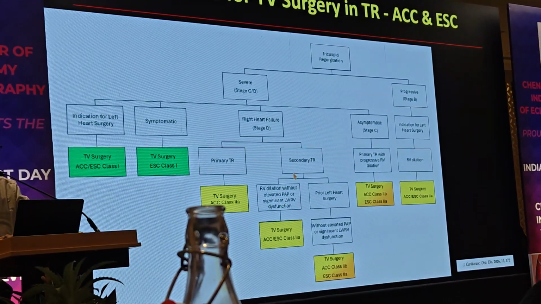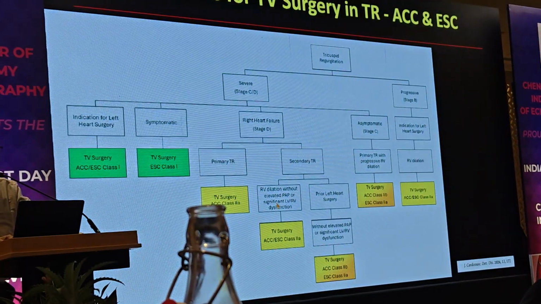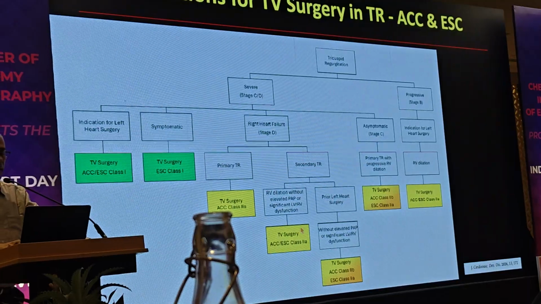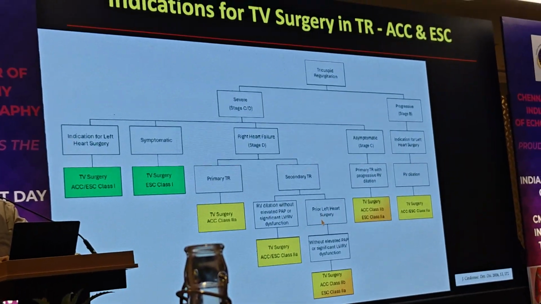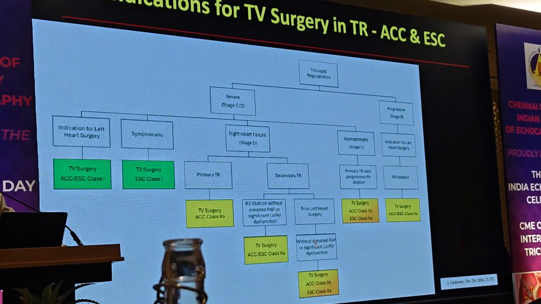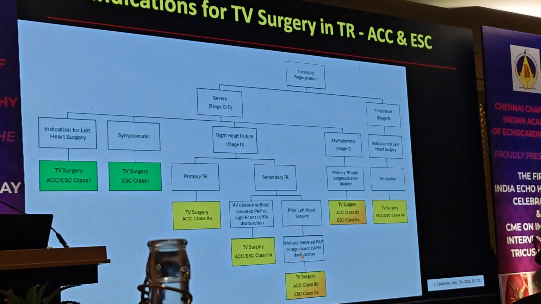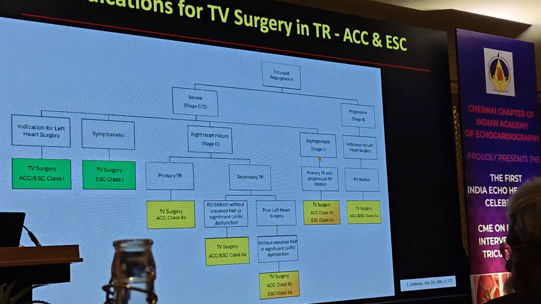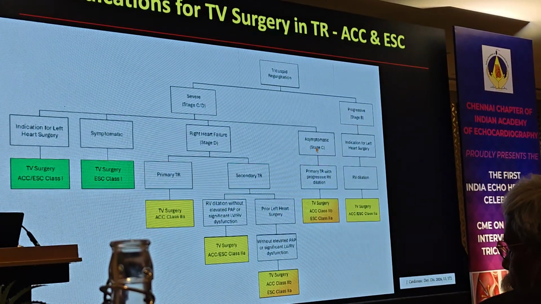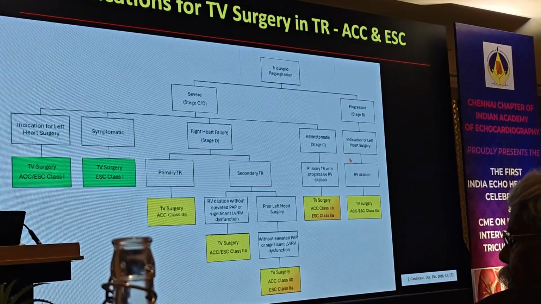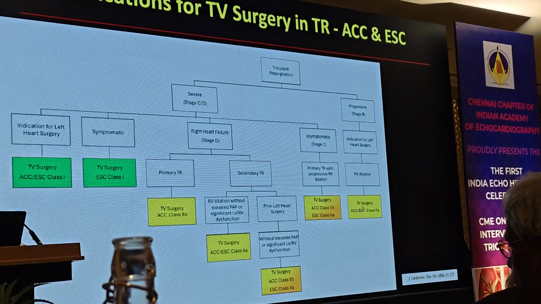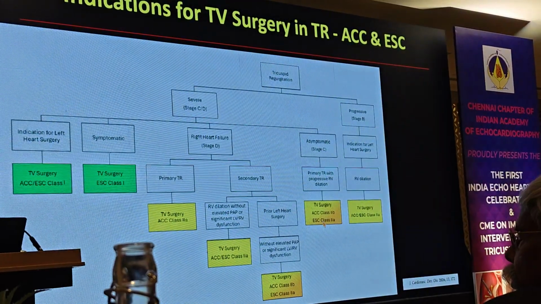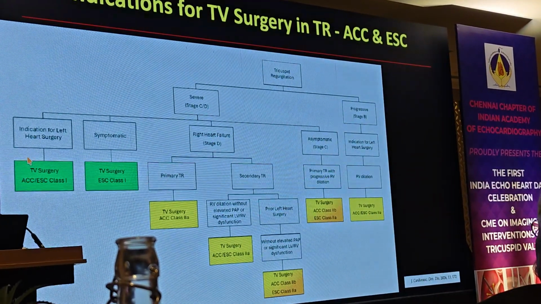This is where the echo comes in, looking at the RV size, the PA pressure, and the dysfunction of both LV and RV. And again here it is 2A. With prior left heart surgery, without elevated PA pressure and without significant RV dysfunction, surgery is looked into. On the other side, you have the asymptomatic pathway, then the primary TR, then the progressive pathway, and surgery on this side also. So you have class 2A and class 2, and surgery at this extreme is class 1.